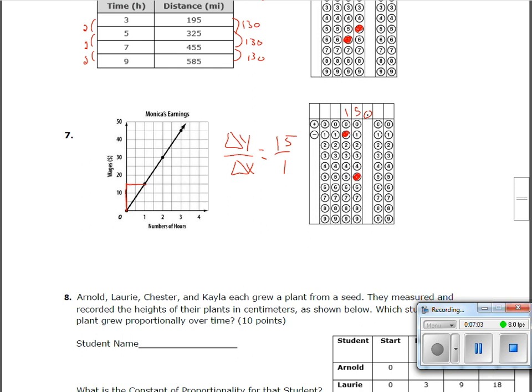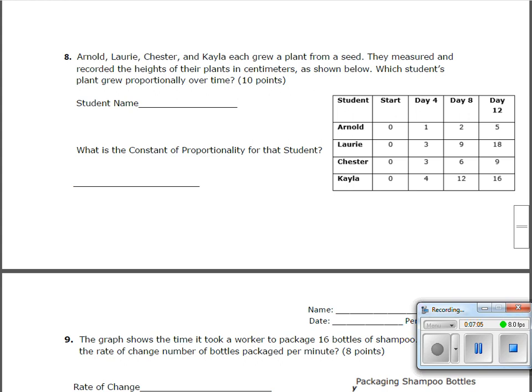Number 8, Arnold, Laurie, Chester, and Kayla each grew a plant from a seed. They measured and recorded the heights of their plants in centimeters as shown below. They want to know which plant grew proportionally over time. Proportionally means they have a change of x and a change of y that is constant, and it goes through the origin, which is 0. So if you look, they all go through 0.